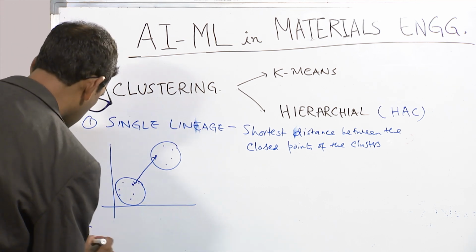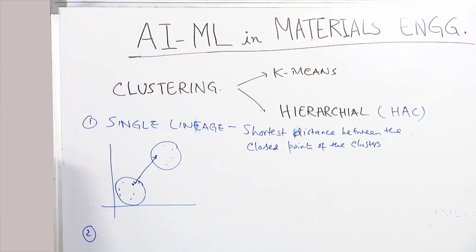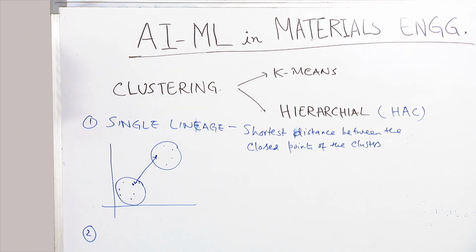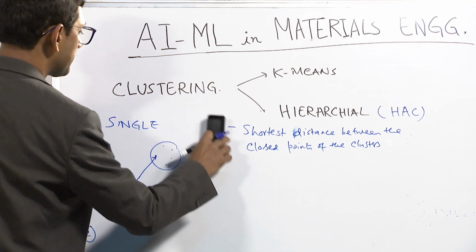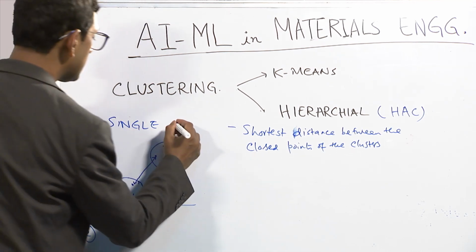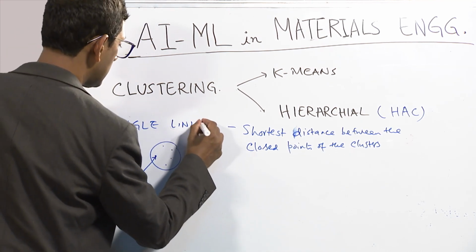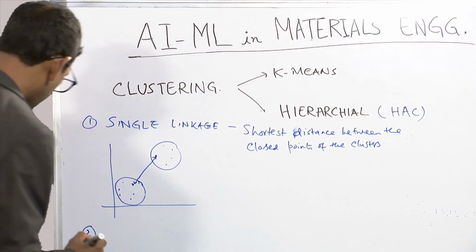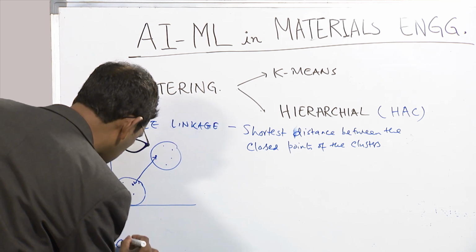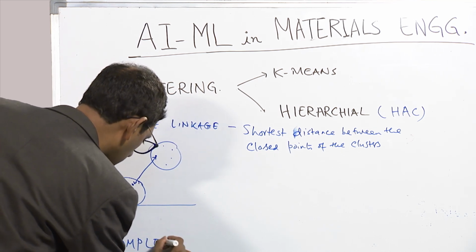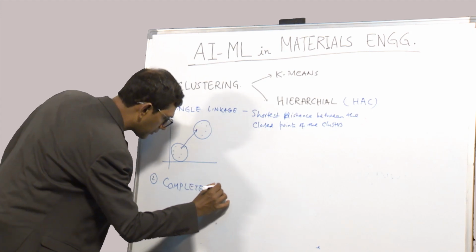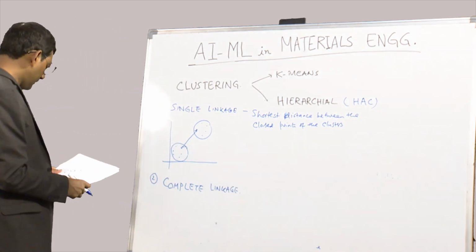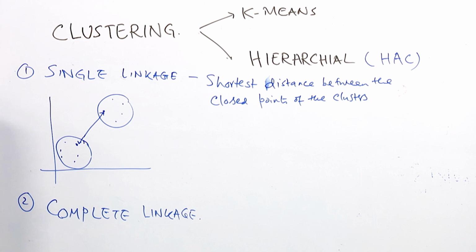Second one is what is known as a complete linkage. Sorry, this is not lineage, linkage. I am making a mistake. Linkage. Then you can have a complete linkage, second one. What is it? It is the farthest distance between the 2 points.